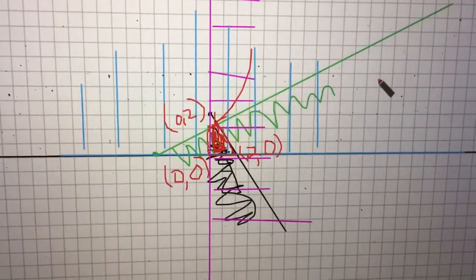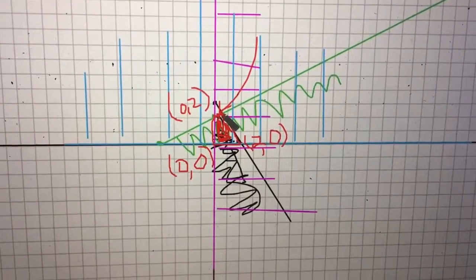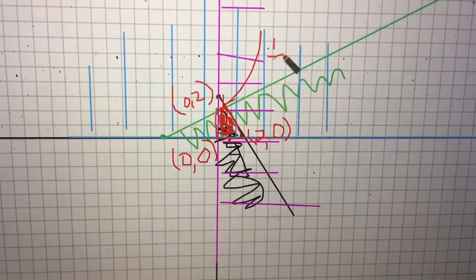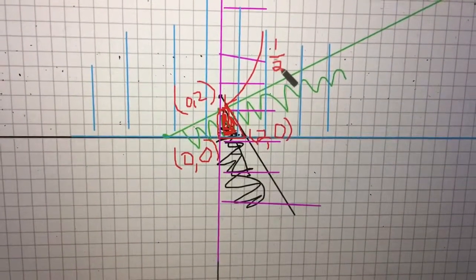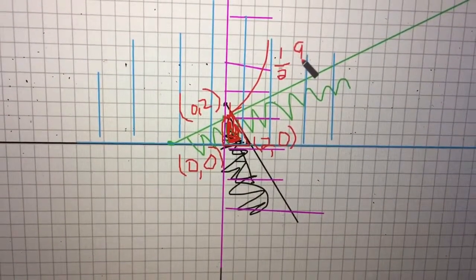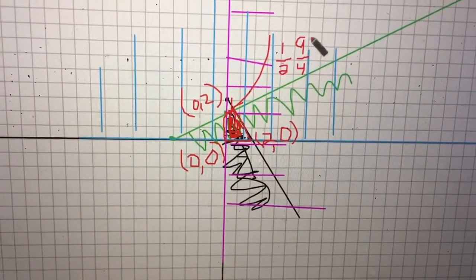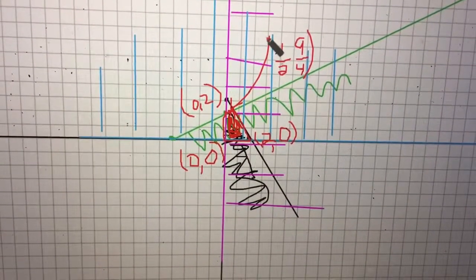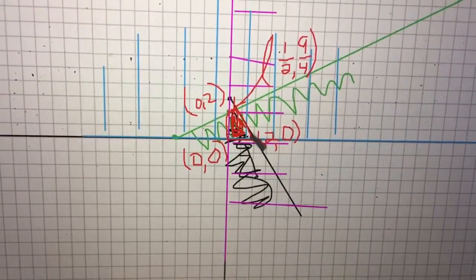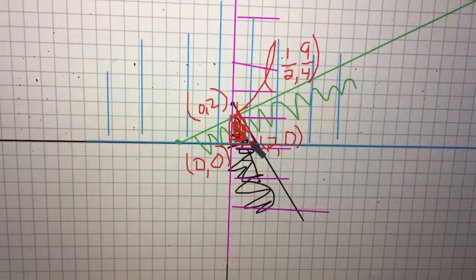All right, so now we're back, and we now know what this little point is. This little point of intersection is 1/2 on the x, and it is 9/4 on the y. Okay, so we have 4 vertices to this quadrilateral, which is our feasible region, where all of these, kind of like a vortex, all intersect.